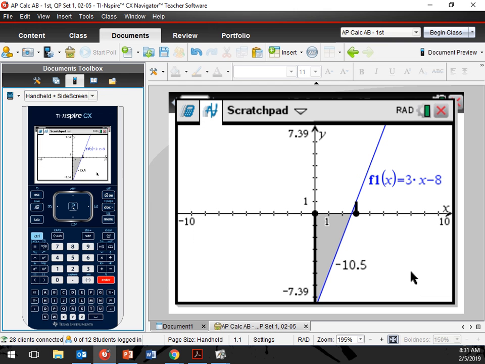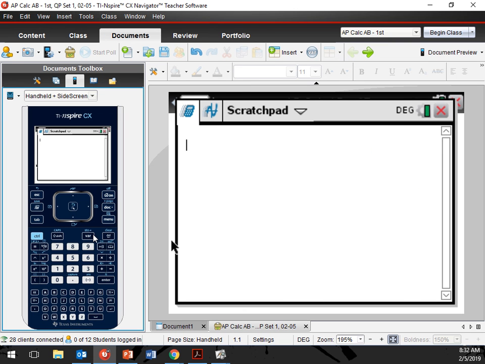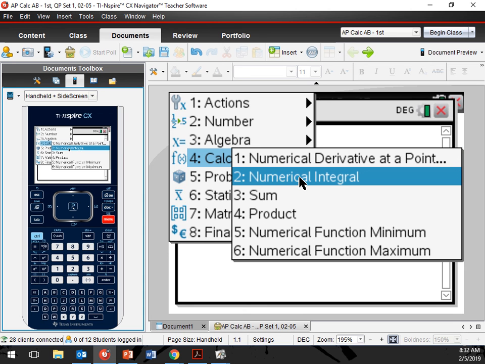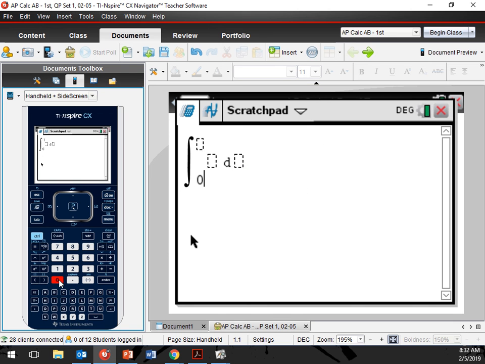Is that pretty easy? Now, let's go back to Scratchpad. Now, watch this. Menu, calculus, numerical integral from 0 to 3, and what was it, 3x minus 8? And dx. There you go. The calculator will only do the numerical ones. It won't do it if it doesn't have bounds, a definite integral. It's very easy. All right, so now I've got a new problem for you.